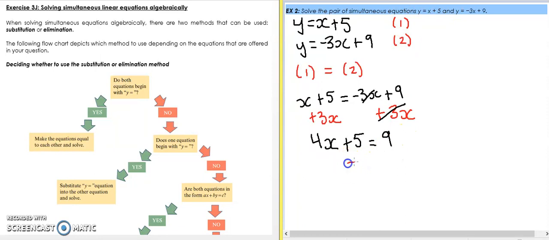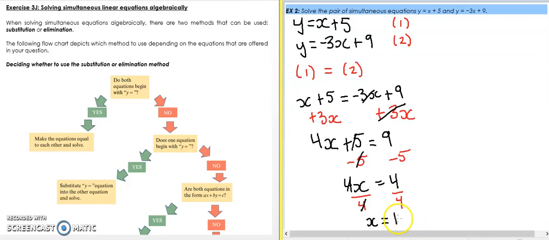We have a plus 5, so take away 5 to the right hand side as well. Cancel, cancel. Left with the 4x on the left hand side. 9 minus 5 is 4. And in this case, we know that our x value has to be 1, because 4 times 1 is equal to 4. So cancel, cancel. X is equal to 4 divided by 4, which is 1.